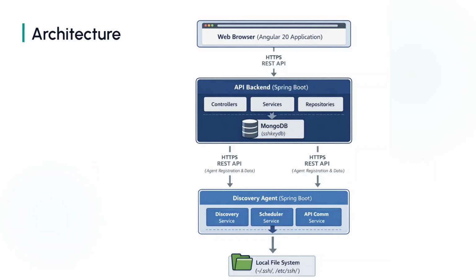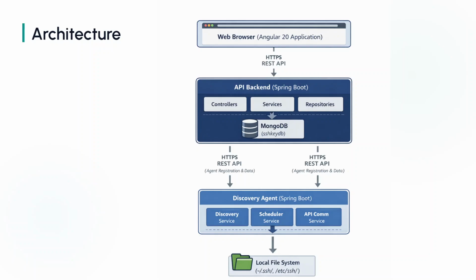The separation between the UI, API, and agent creates explicit trust boundaries. Each component has a defined responsibility. Because each component is decoupled, agents scale independently, API nodes scale horizontally, and UI instances scale separately. This allows SSH-KLM to support thousands of hosts, billions of SSH keys, hybrid environments, and multi-cloud deployments.